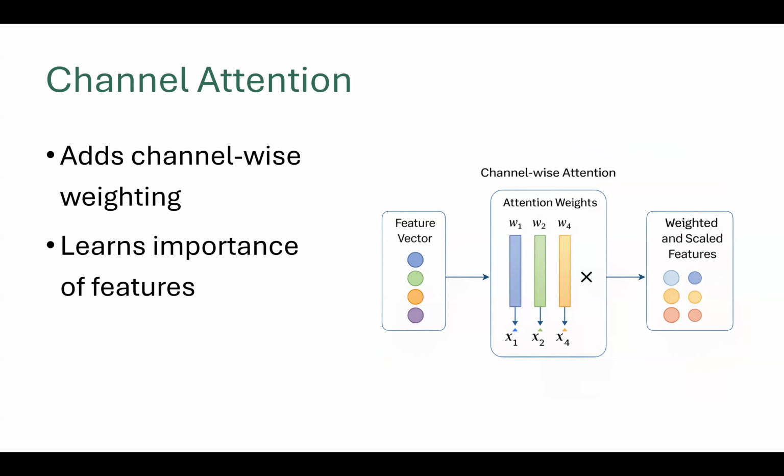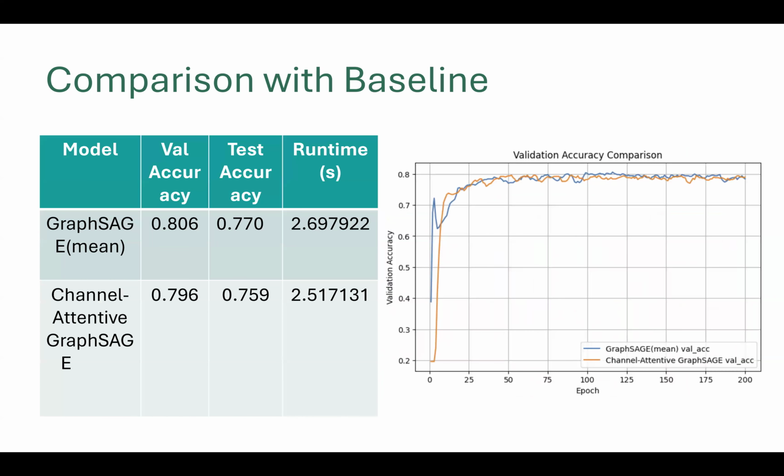Then I explored a recent method called channel-attentive GNN. Instead of treating all feature dimensions equally, this model learns to assign importance to different feature channels. This means the model can focus more on useful features and suppress less important ones. I implemented a simplified version by adding a channel attention layer after aggregation. And here I compare the baseline GraphSAGE model with the channel-attentive version.